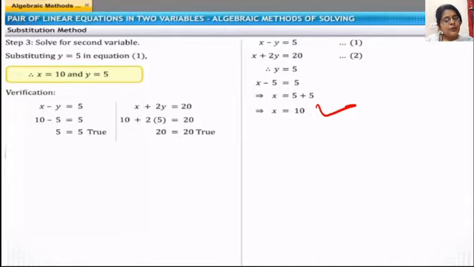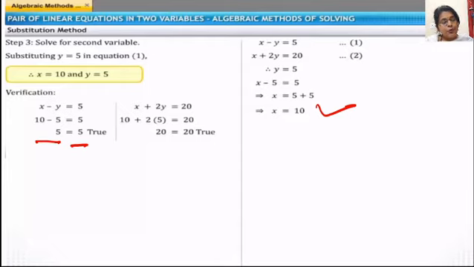So we have seen that one value can be substituted to find out the other value. And just for verification, in x minus y is equal to 5, we put the value of x as 10 and the value of y as 5. Then what do we get? LHS is equal to RHS. So the values we have got are correct. In the same way we can do it for the second equation, x plus 2y is equal to 20.